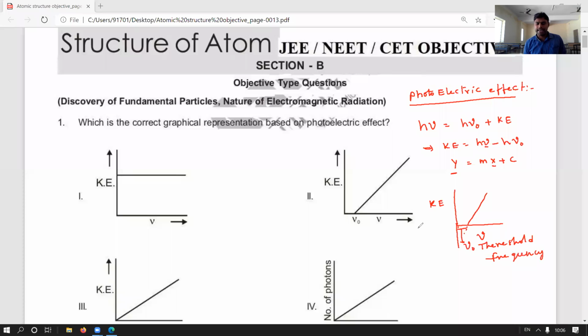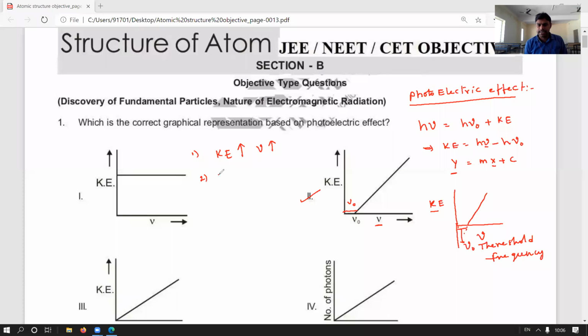Now regarding kinetic energy versus incident light frequency, the second graph is correct. This is ν₀, and on the y-axis kinetic energy is present, on the x-axis incident light frequency. And one more thing: as the incident light frequency increases, the kinetic energy increases. That point we already discussed in the photoelectric effect.